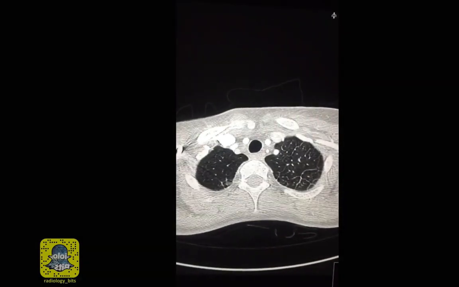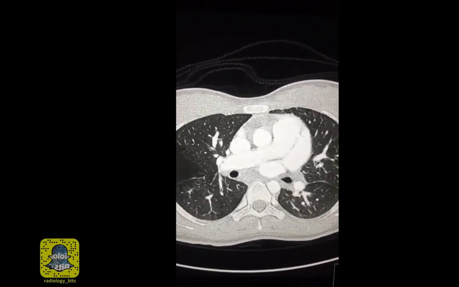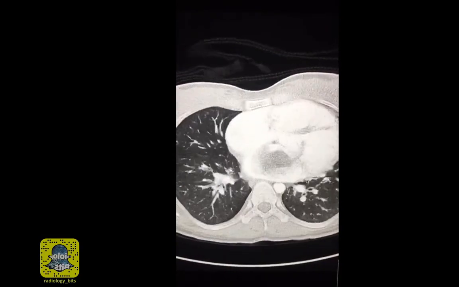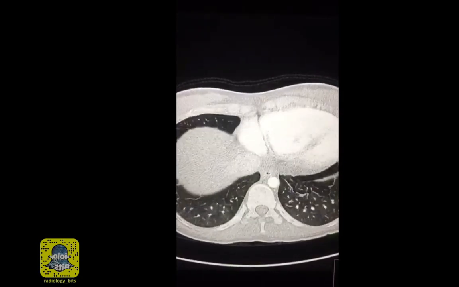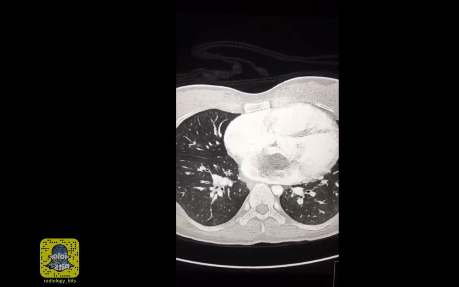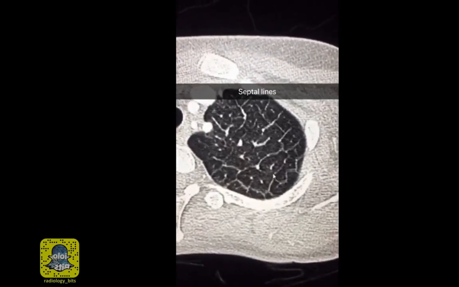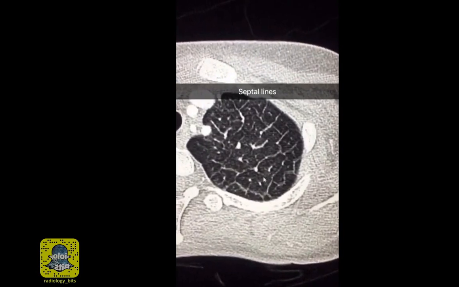Hi again. This is a CT scan of the chest on a 21-year-old female patient who presented with chest pain. One striking abnormality here is the presence of these lines. These are septal lines.